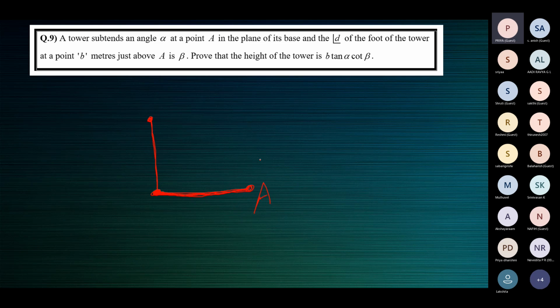When a line segment subtends an angle at a point, you should bring the ends of the line segment to the point A. See, this is a line segment, and there's a point A here. This line segment subtends an angle at A, meaning you must bring the ends of the line segment to A. This is the angle subtended by the ends of the line segment at the point A.